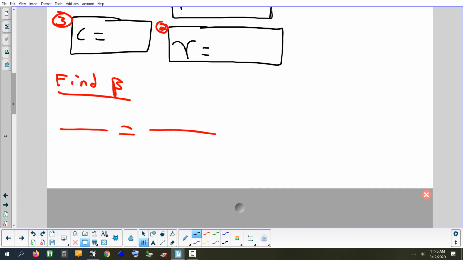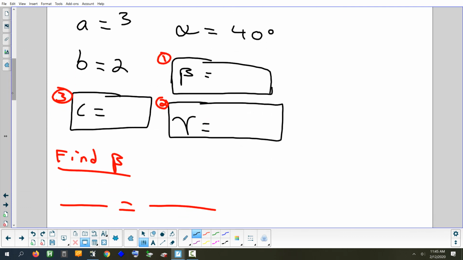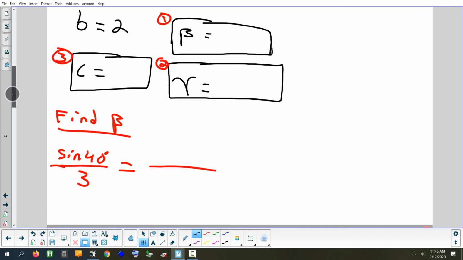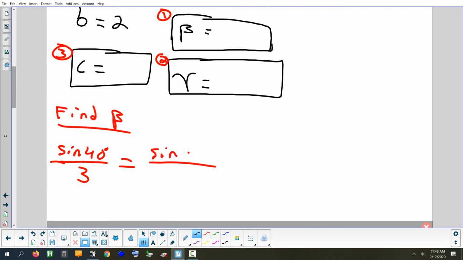So Derek, what's going to be my proportion to find beta? Is it 3 sine 40 or... Sine of 40 over 3, yep, equals sine of beta over 2. Good. Before we go any further, what's different about that?